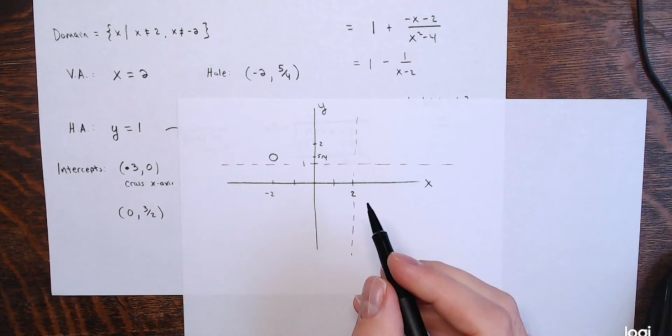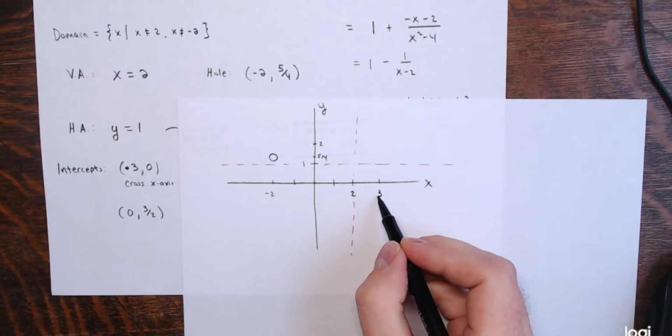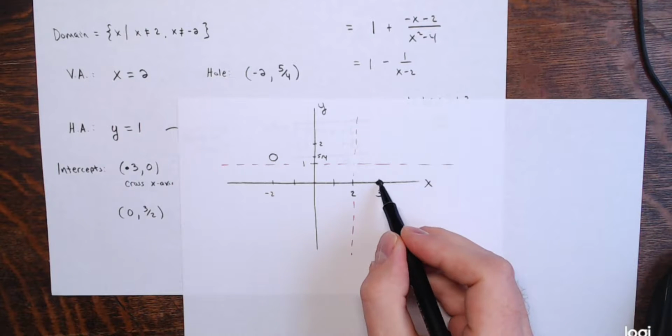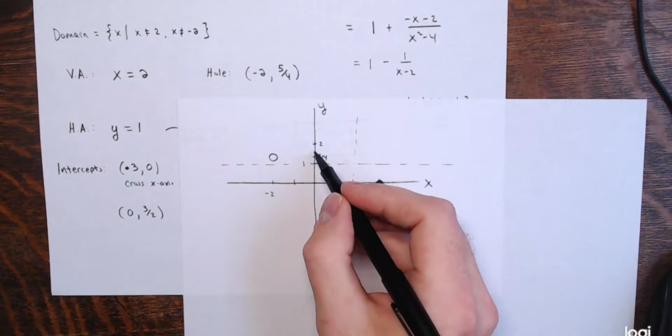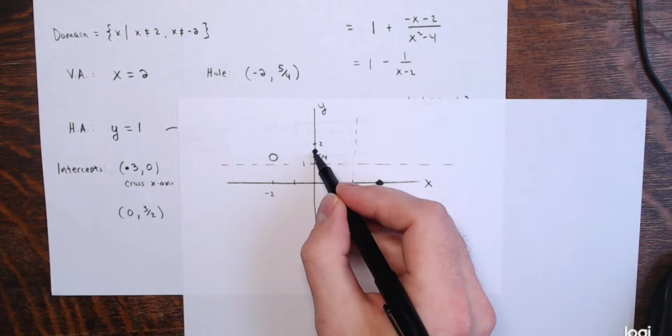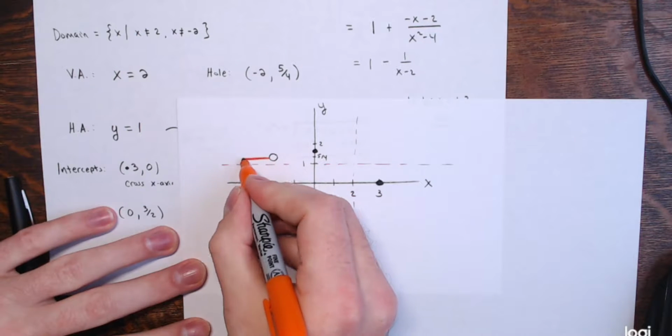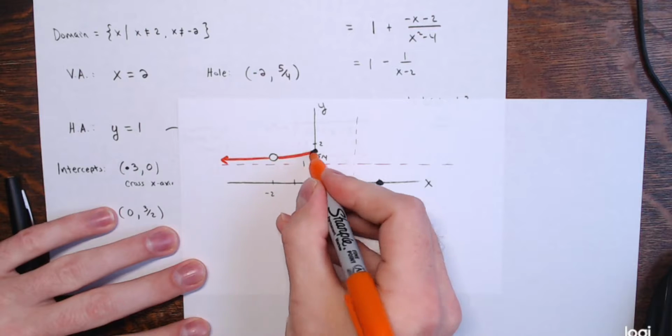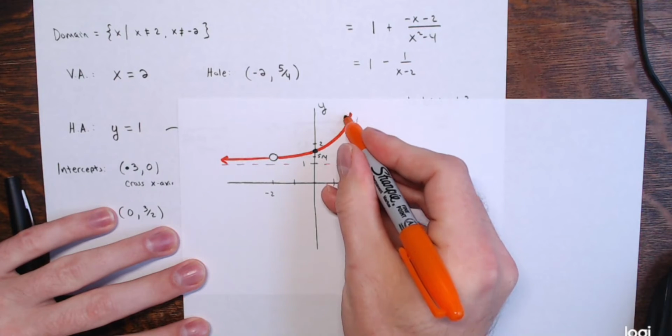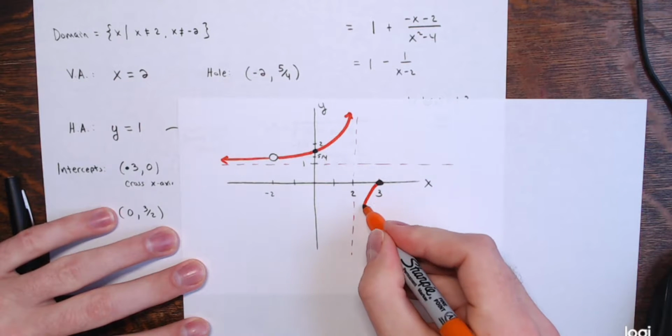And the intercepts, you got (3, 0) and (0, 1.5). All right, and that should be enough. The graph should be doing this, using the asymptotes as a guide.